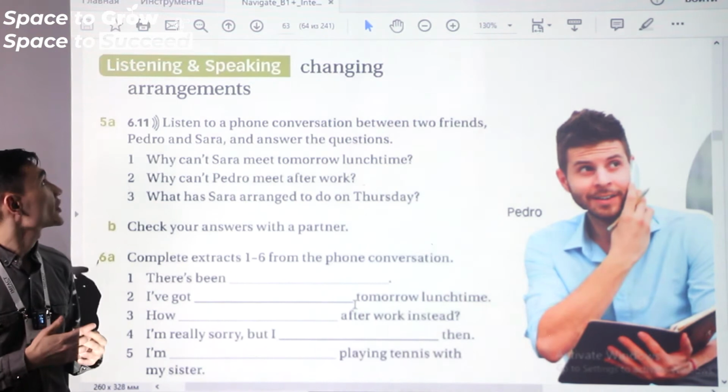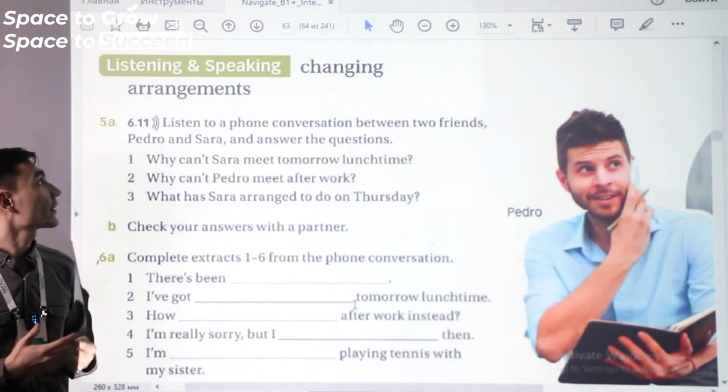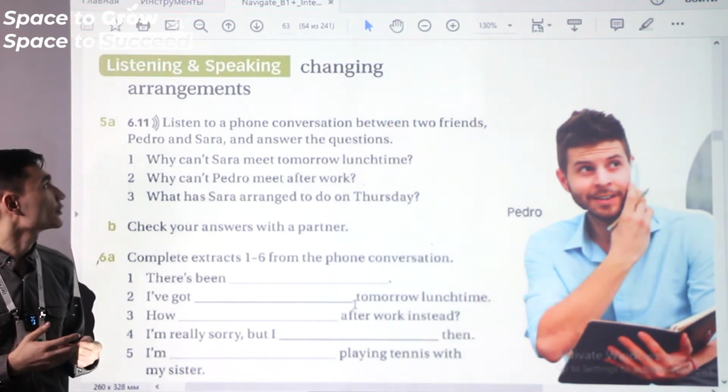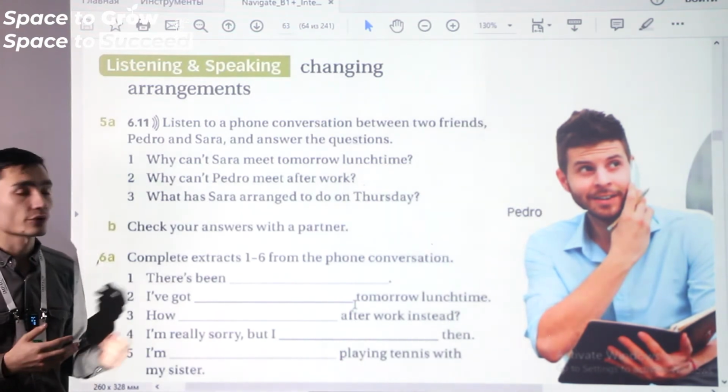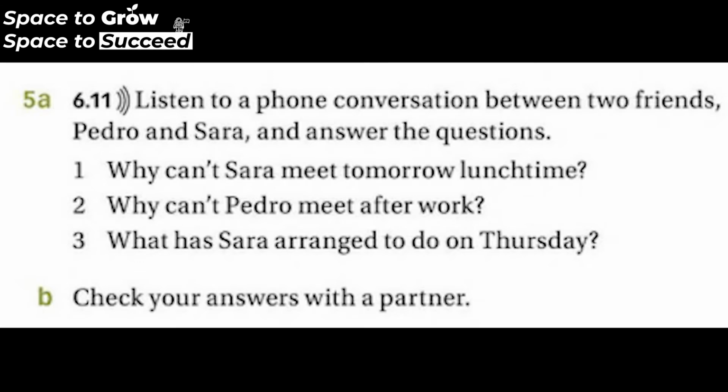Listening and speaking. Changing arrangements. Exercise 5A. Listen to a phone conversation between two friends, Pedro and Sarah, and answer the questions. Pause the video, answer the questions in a written form. Audio 6.11.